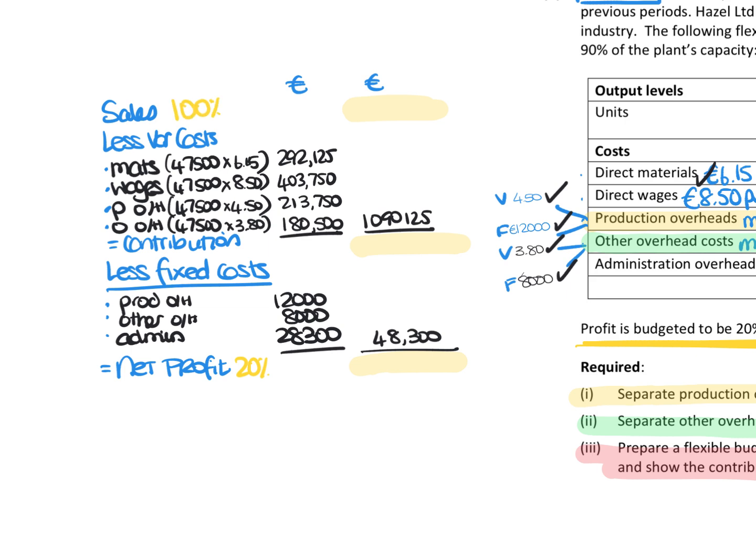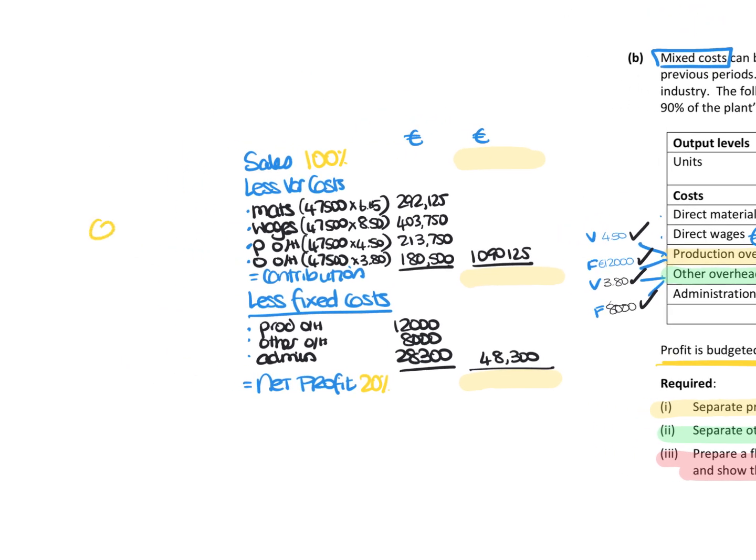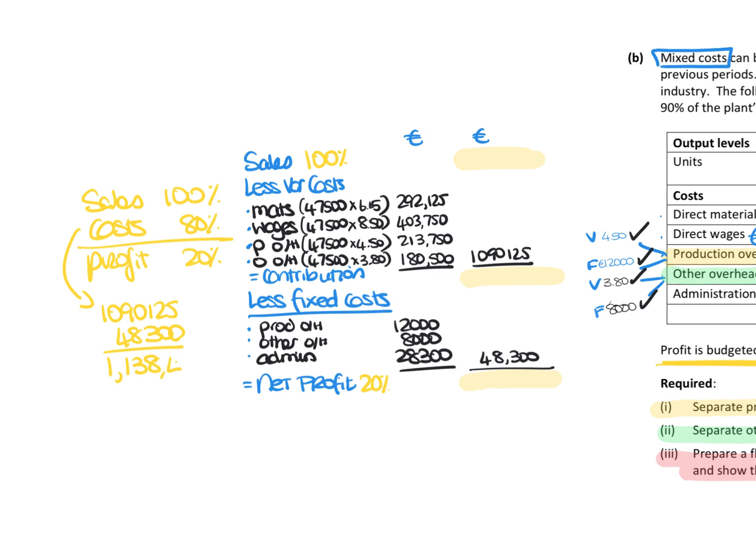So profit is 20% of sales. Sales would be 100%, and therefore the cost would be 80%, right? So if sales is 100, cost would be 80, leaving profit at 20. So costs are 80, right? So that's 1,090,125 and 48,300, okay? So your costs altogether then 1,138,425, which is 80%.